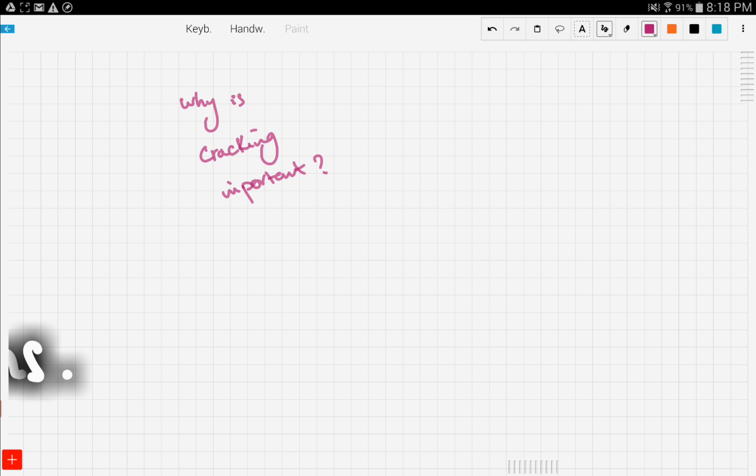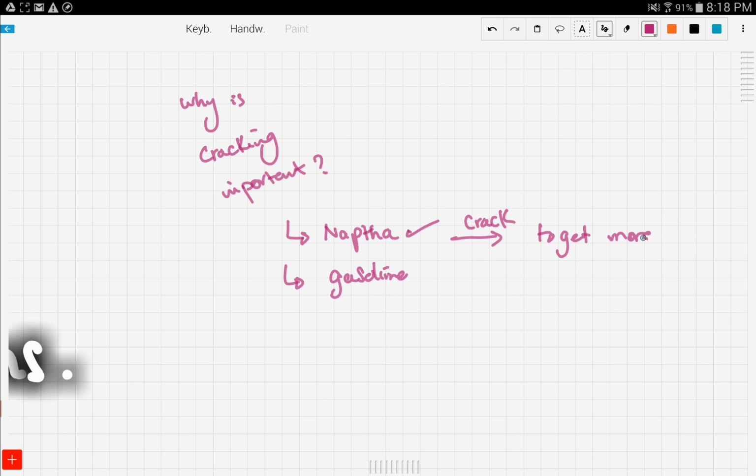Well, as we mentioned in a previous video, when refining crude oil, we get different fractions, and one of these fractions is naphtha and also gasoline. And naphtha is used in making chemicals. So what if we have more of naphtha but we have little of gasoline? So what we do is we crack some naphtha to get more gasoline. So this is one of the advantages of cracking hydrocarbons.